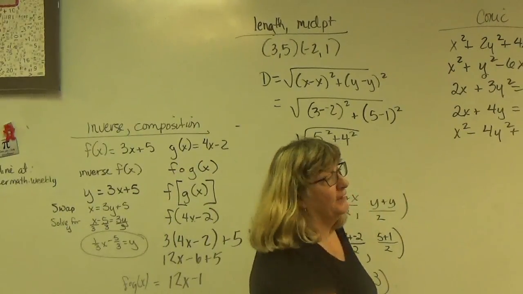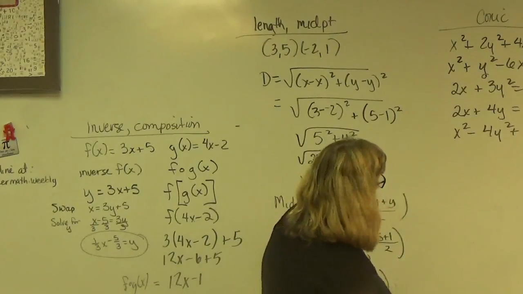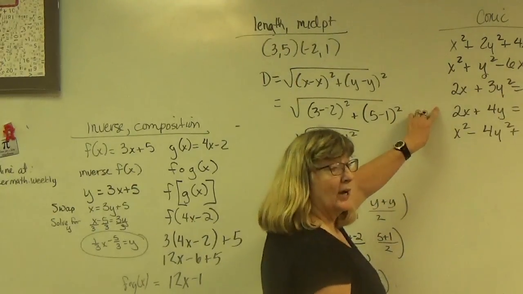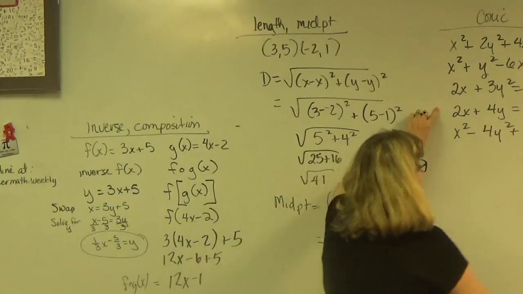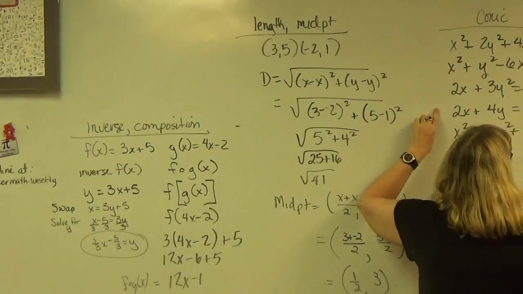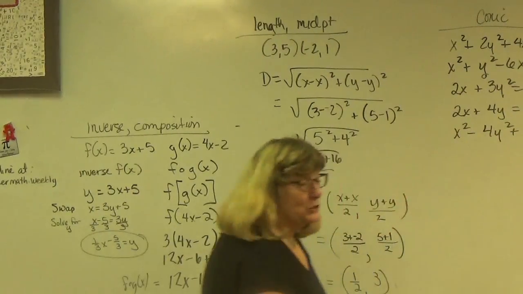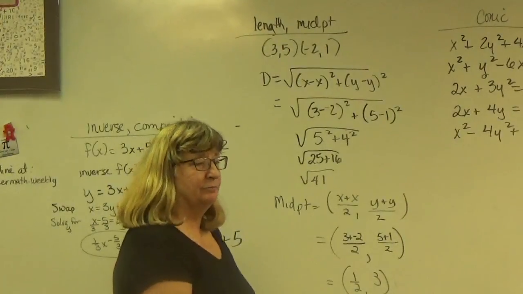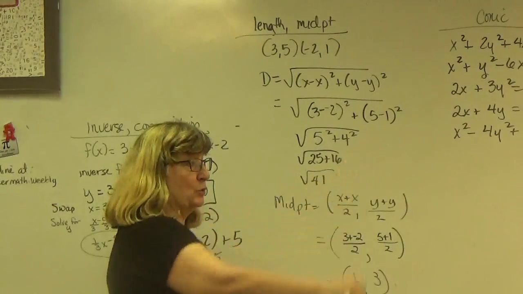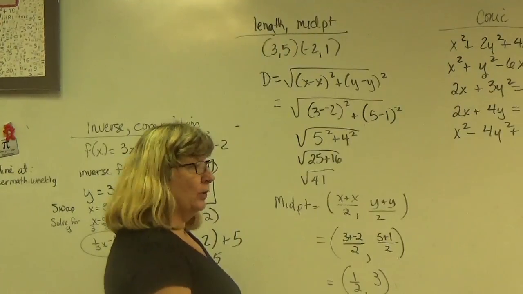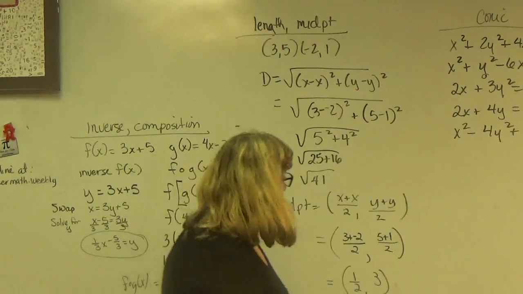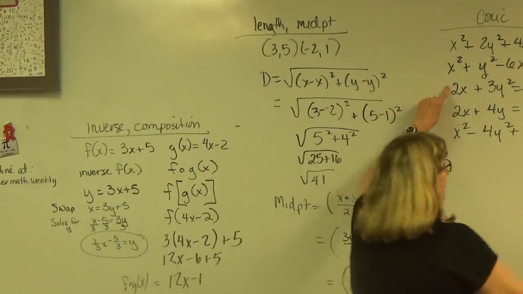Okay, so which one's the line in that group? 2x plus 4y. Does everybody agree that's the line? Yes. Why do we know it's the line? No square. There's no square. Okay? Next one I'd look for is the parabola. Why? Only one of them squared. So which one only has one variable squared? This one? So that's the parabola.